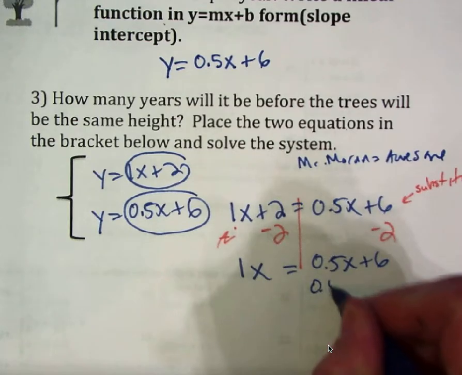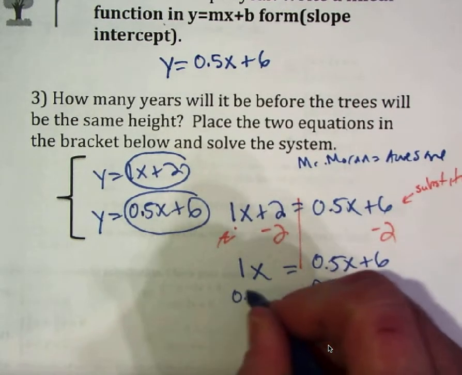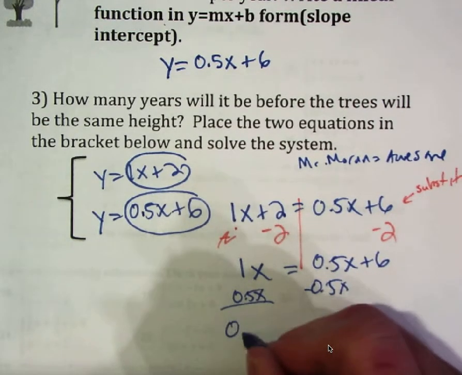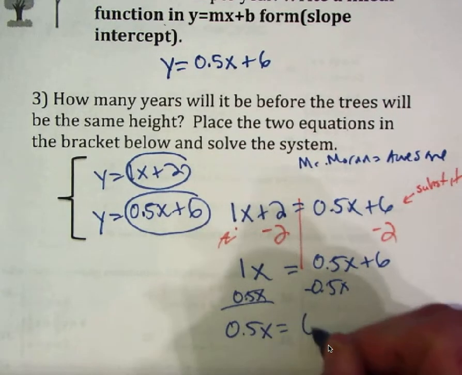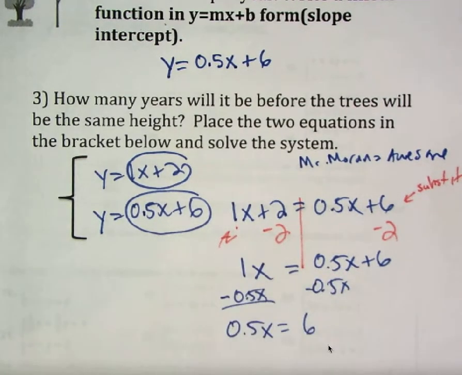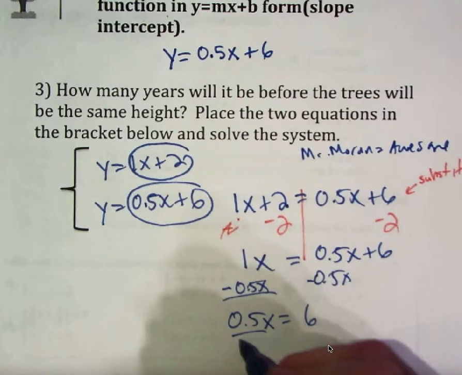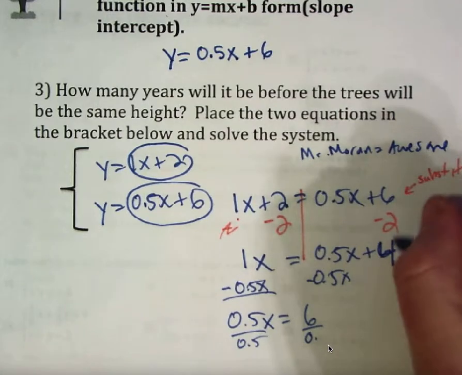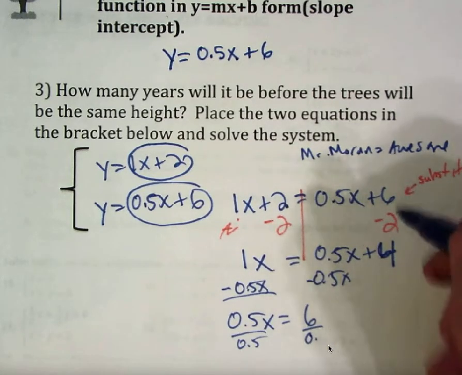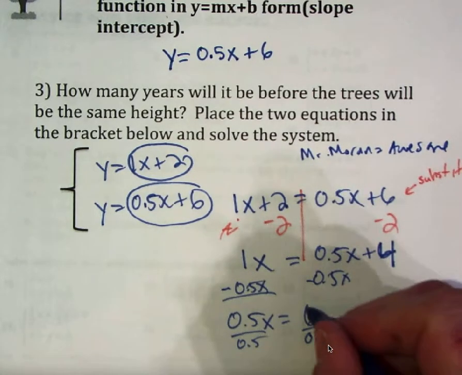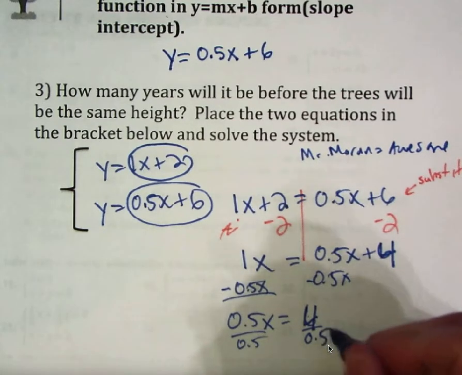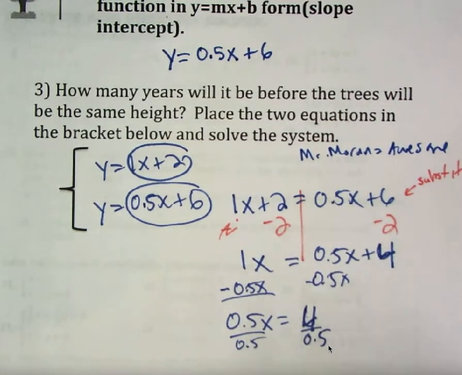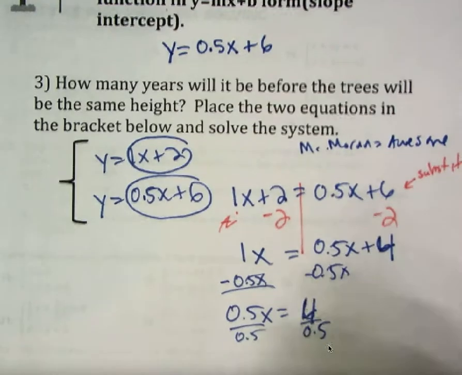Take away half of an x from both sides. 0.5x equals 6. Okay, and then divide both sides by a half. Oh, sorry. I messed up. I forgot to take away 2. You noticed that, didn't you? 6 minus 2 is 4. So 0.5x equals 4. Okay, and 4 divided by a half is not 2, if you got 2.